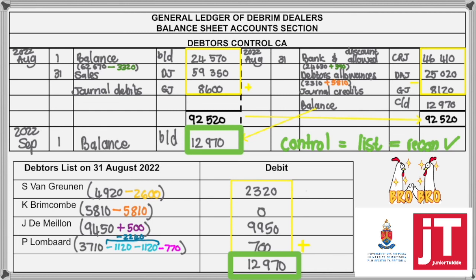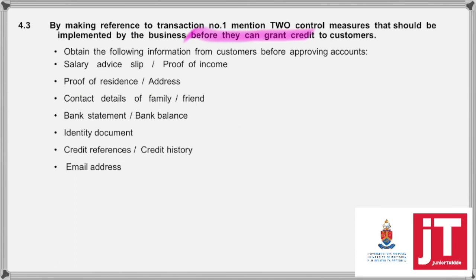Then we continue with always with these questions. There will be theory about internal control. So make sure that you go and study internal control measures. It's always part of this section. Then, by making reference to the transaction number 1, mention 2 control measures that should be implemented by the business before they can grant credit to customers.